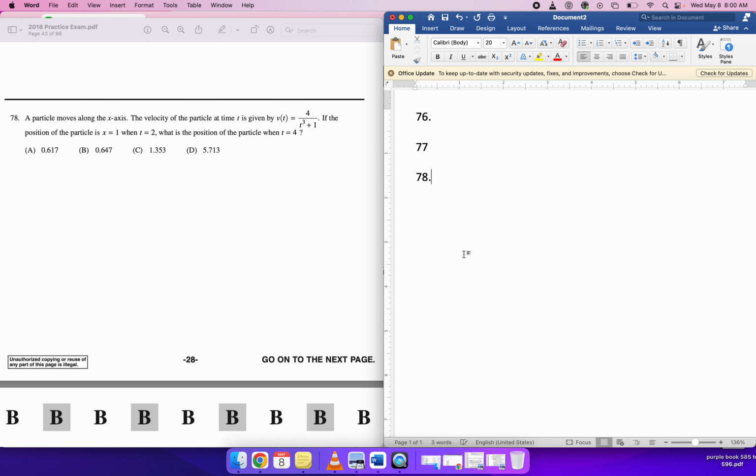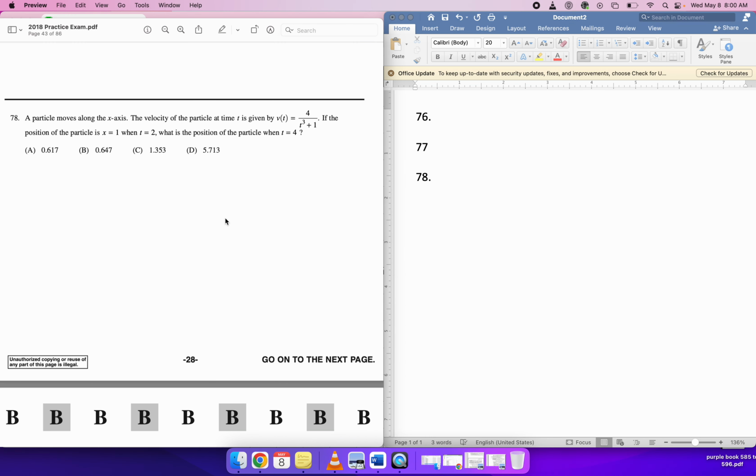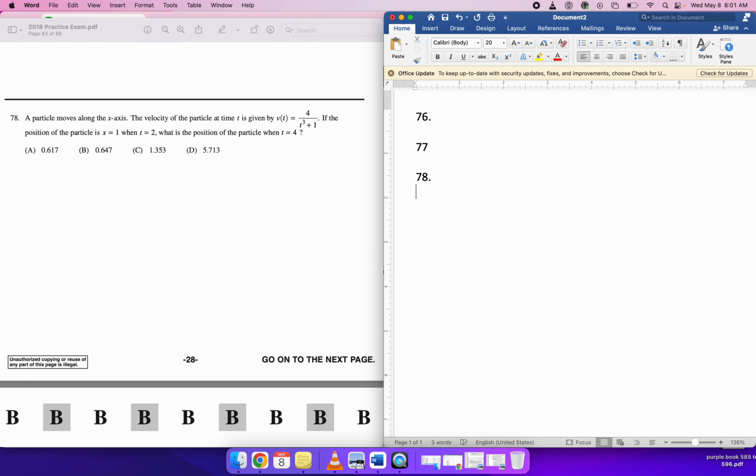78. A particle moves along the x-axis. The velocity of the particle at time t is given by this formula. If the position of the particle is x equals 1 when t equals 2, what is the position of the particle when t equals 4? Really quick, notice that there are decimals here. You know you're going to need your calculator for this if there are decimals, because you're not getting this answer by hand. So how do you do this?